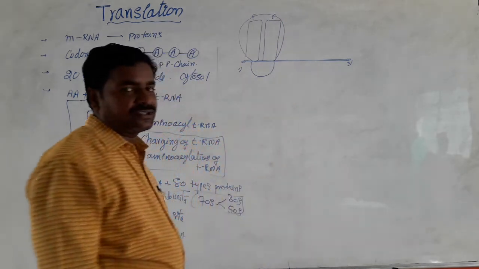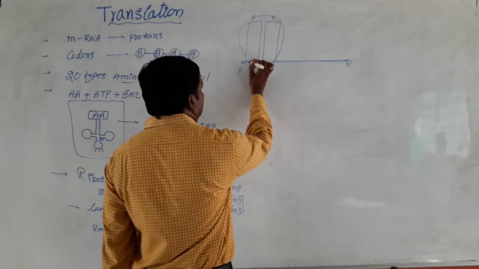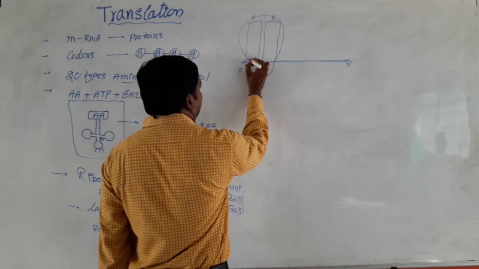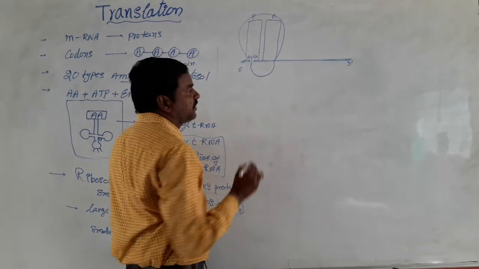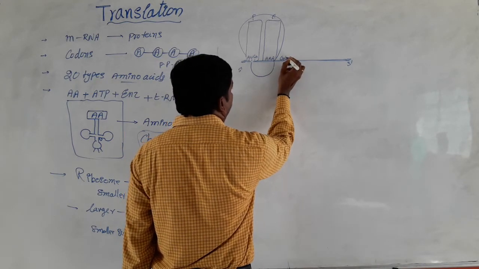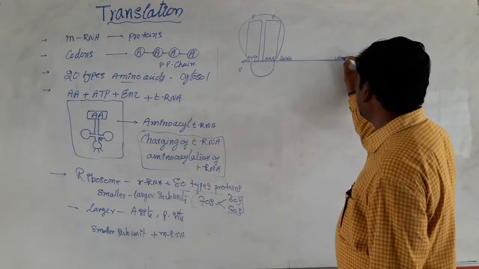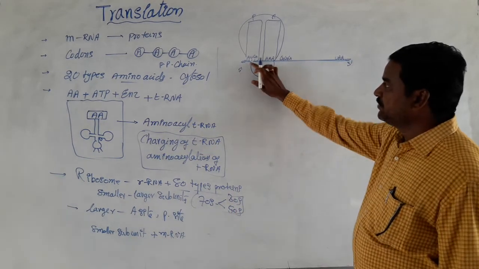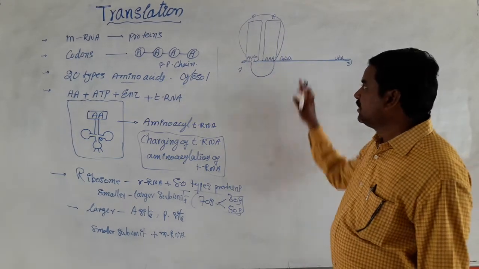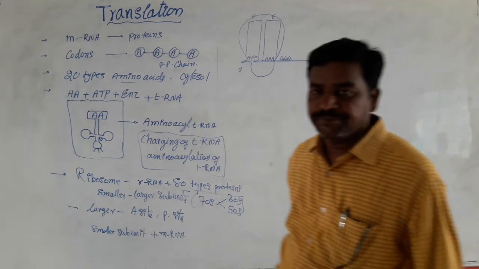There are two sites. Now the smaller subunit is attached with mRNA. This is the AUG codon. For example, the second codon is A, the third codon is G, and the last codon is UAA. This is mRNA. For example, the AUG codon is present in the P site and the next codon is present in the A site, and the third codon is present outside the larger subunit of the ribosome. Okay, students.